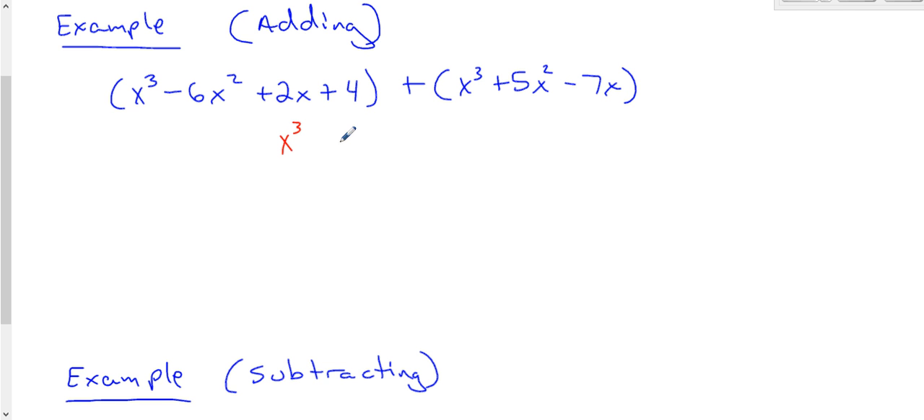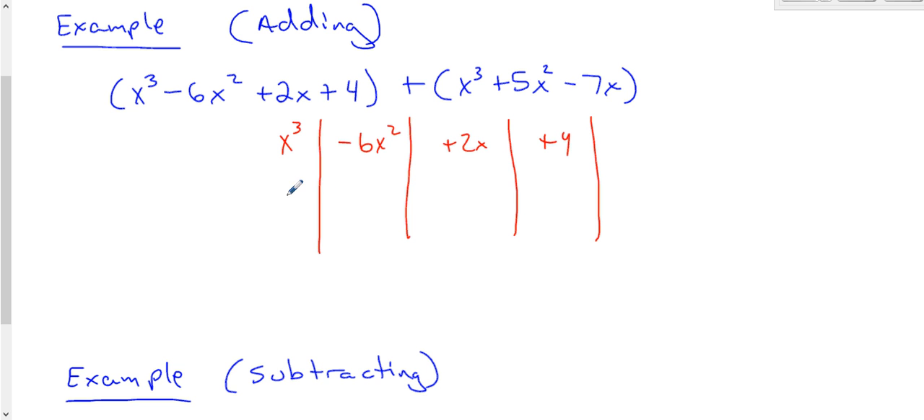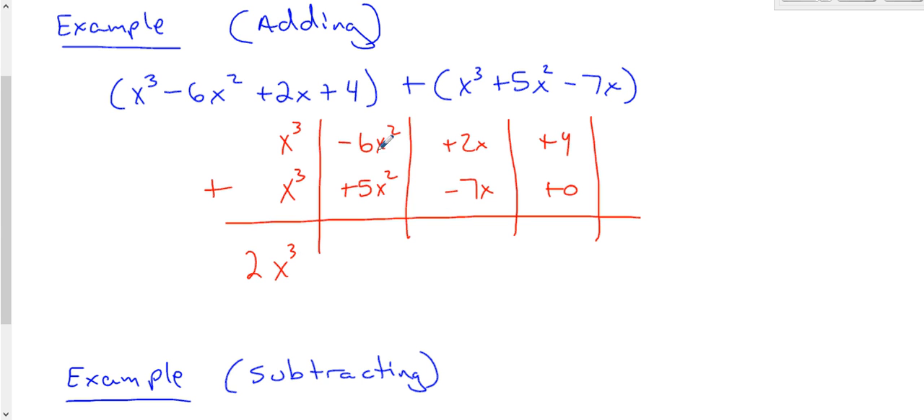So x to the third minus 6x squared plus 2x plus 4, and I'm going to make these columns here and add these together. So then I have my other polynomial, which is x to the third positive 5x squared negative 7x, and I don't have a constant over here like the 4, so I'm going to just put plus 0. When I add x to the third plus x to the third, I do not change the exponent. I'm only adding the coefficient. So 2x to the third. Negative 6x squared plus 5x squared is going to be negative 1x squared. 2x minus 7x is negative 5x. And then 4 plus 0 is 4, and I'm going to put plus there.